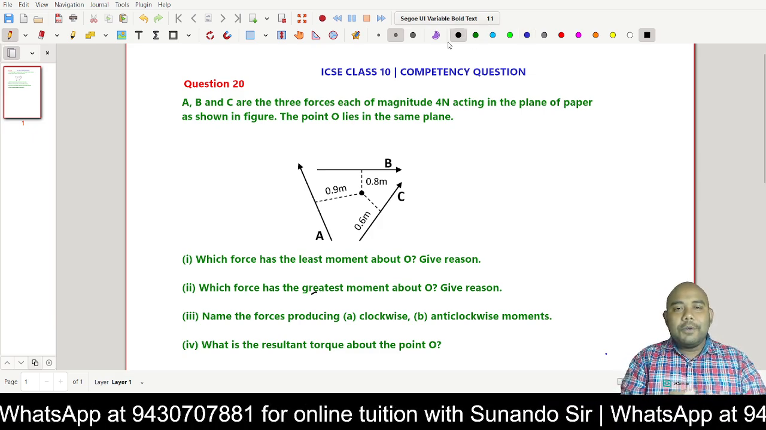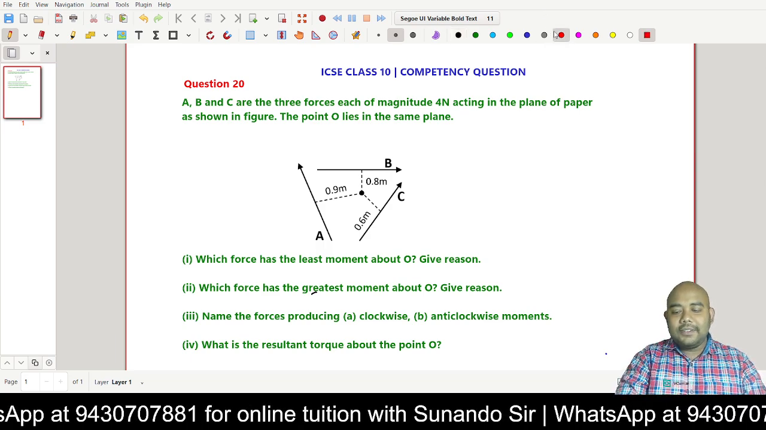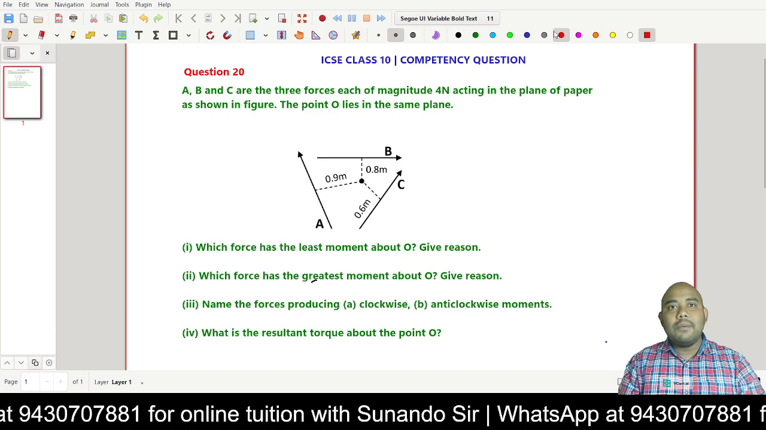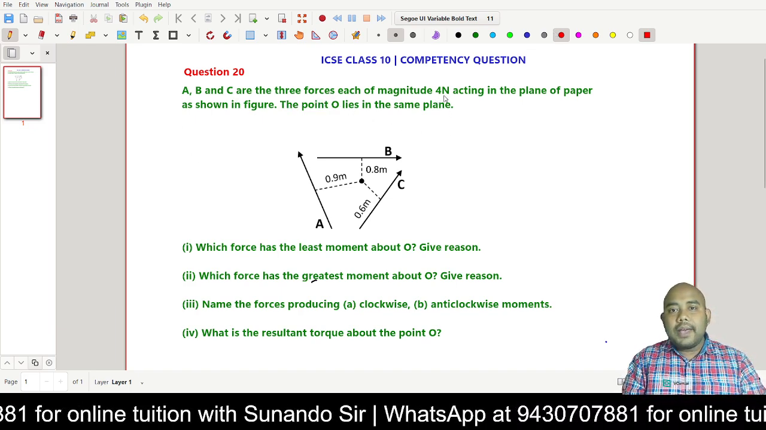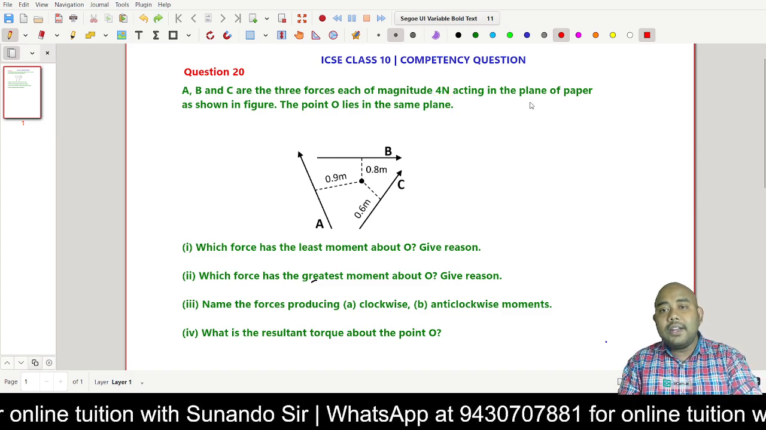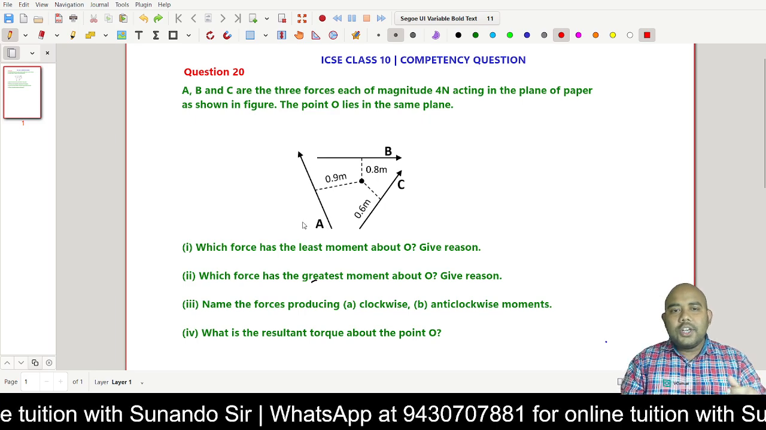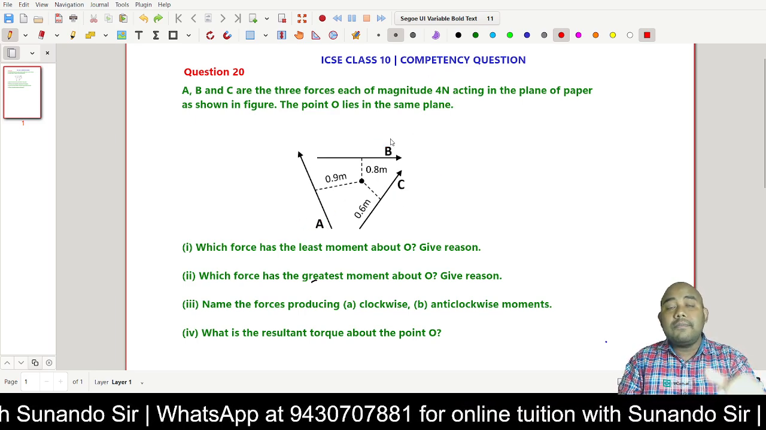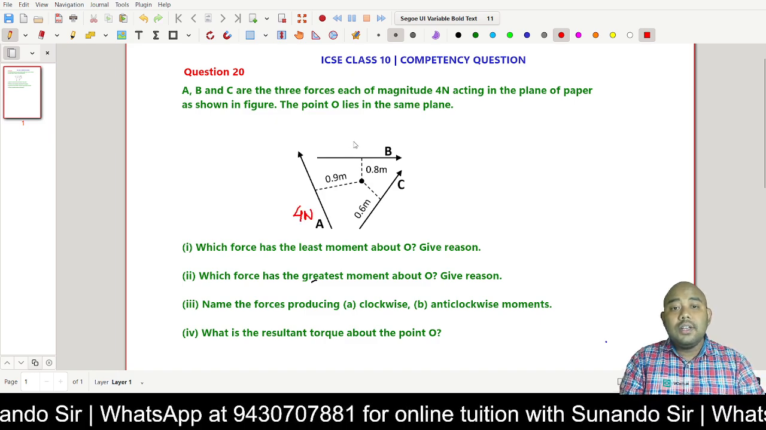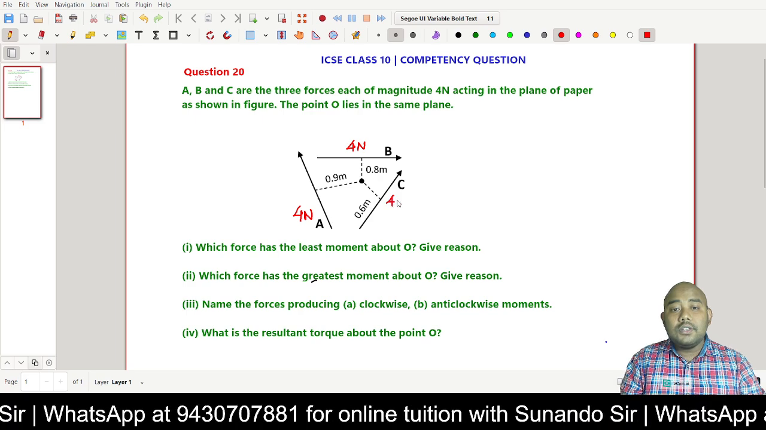Okay, so let's proceed with this question number 20. This is a very important competency question from moments. A, B and C are three forces, each of magnitude 4 Newton, acting in the plane of paper as shown in the figure. So you can see force A, force B, force C. These three forces, it is written, are each of magnitude 4 Newton. So this A is 4 Newton, this B is also 4 Newton, this force C is also 4 Newton.